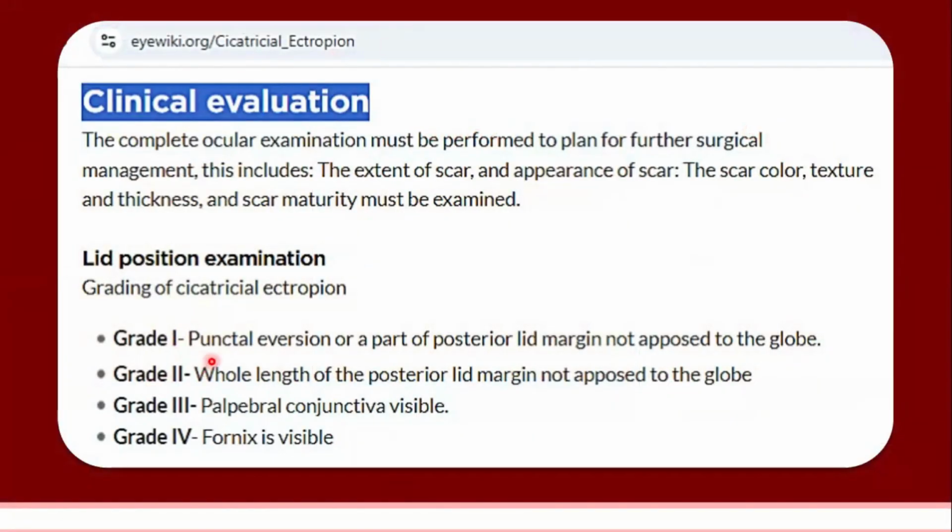So grade 1 is just punctal eversion, or just part of the posterior lid margin is not opposed to the globe. And grade 2, the whole length of the posterior lid margin is not opposed to the globe. And grade 3, as I mentioned before, the tarsal conjunctiva is visible, and grade 4, the fornix is visible. All right, so you can stick to this classification. The other one, it doesn't matter.